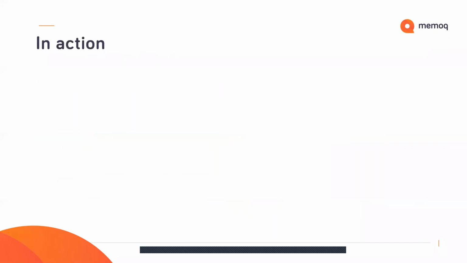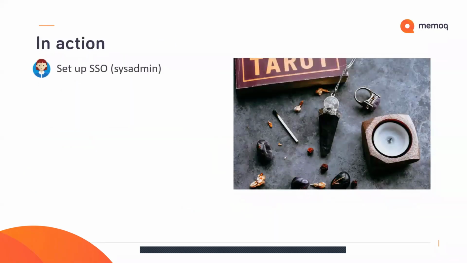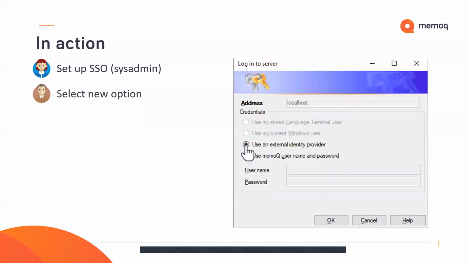So how does it look in action? First of all, the system administrator sets up this whole thing. This only happens once, and it's a bit tricky, but it's doable. I did it already twice. And this is only done once. And then the user selects this new option that has just been added to the login window in memoQ.